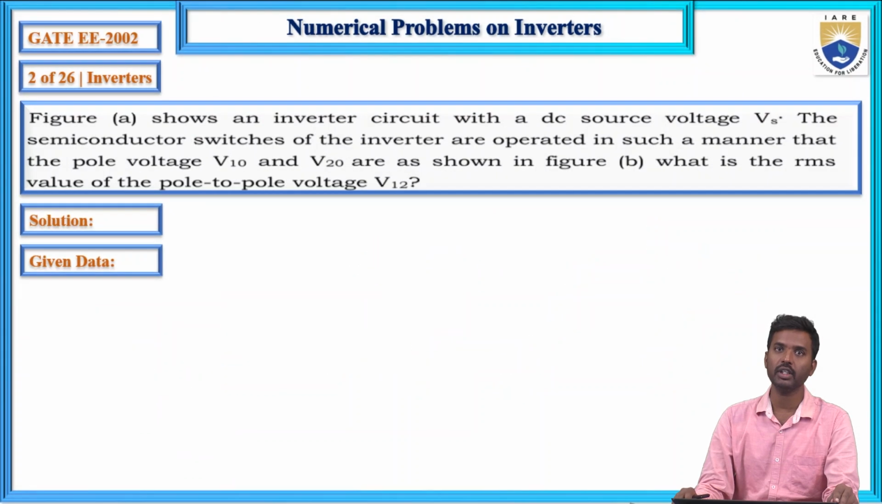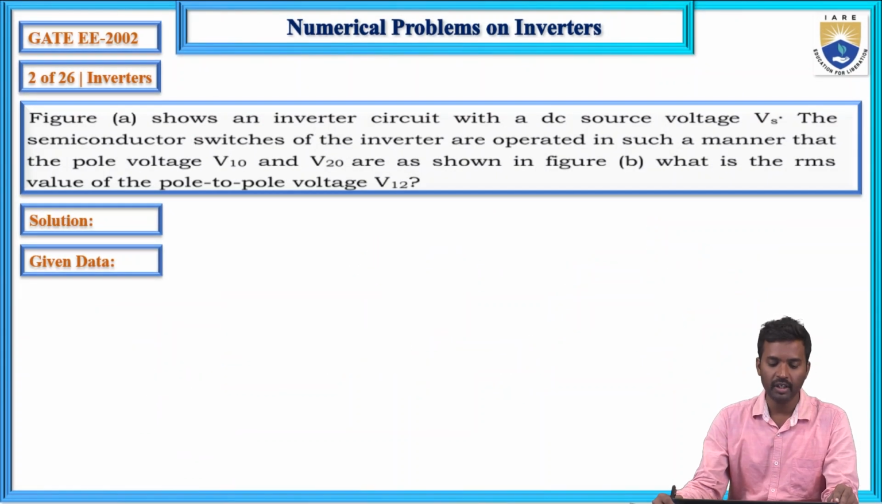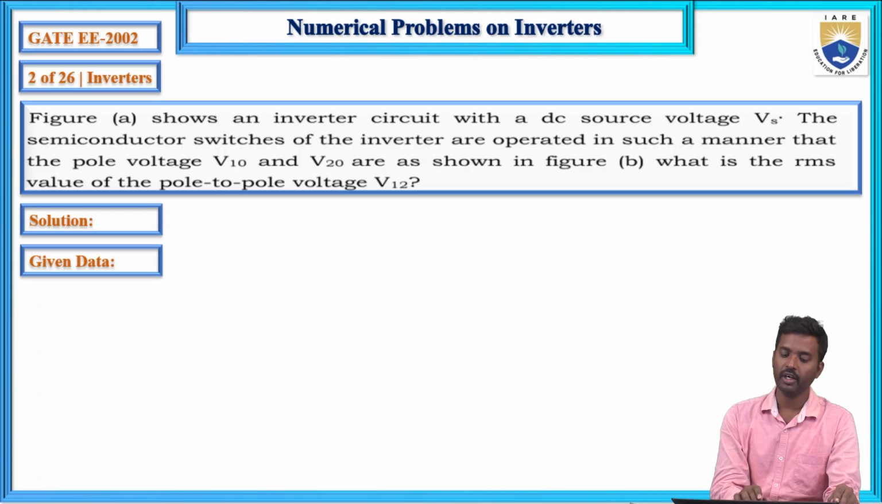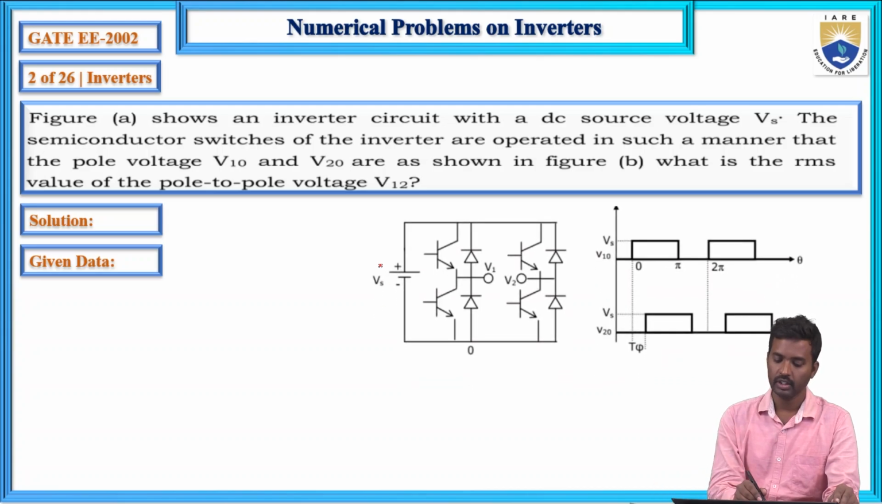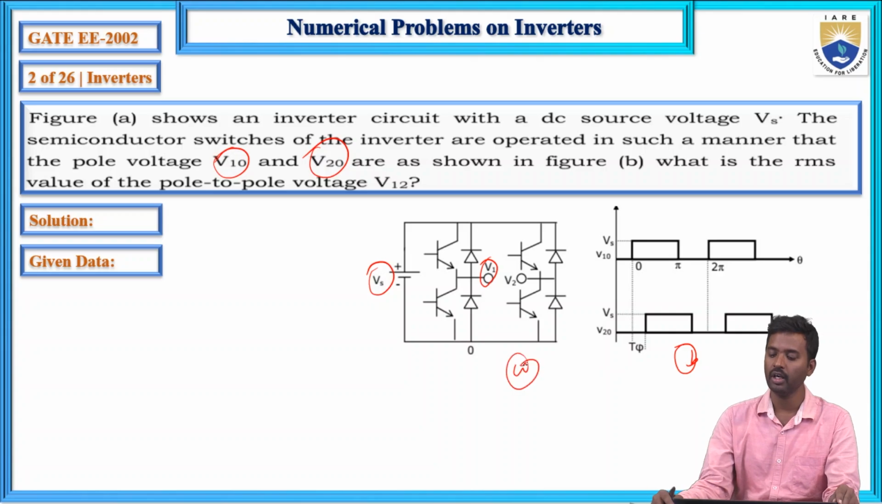Next, the second question. As shown in the figure, an inverter circuit with a DC voltage source, that is the supply voltage Vs. The semiconductor switches of the inverter are operated in such a manner that the pole voltages V10 and V20 are as shown in figure B, and this is figure A. What is the RMS value of the pole to pole voltage?